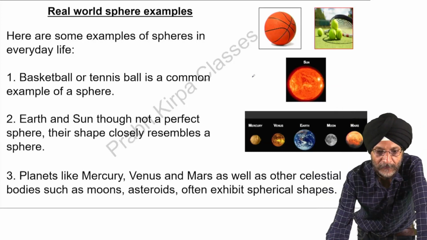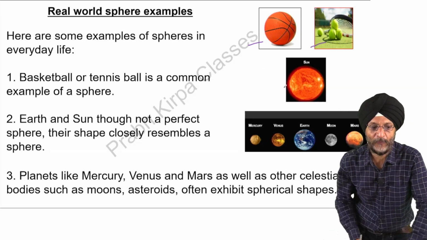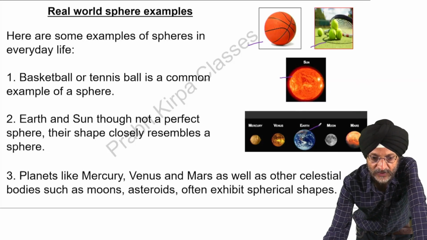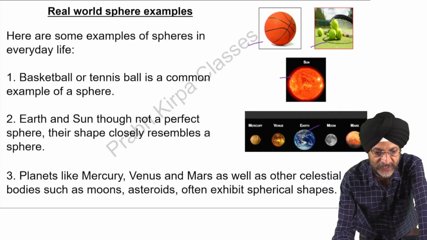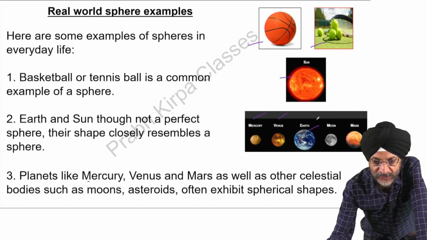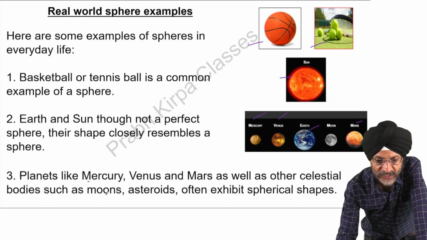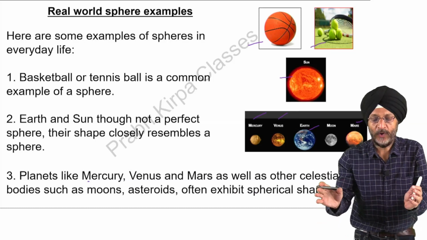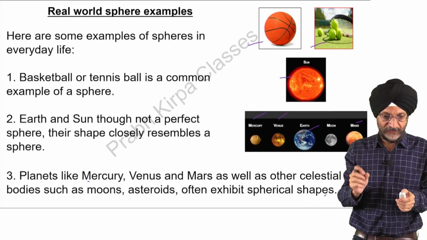Now the real world examples of sphere. You can see here that basketball as well as the tennis ball is the common example of a sphere. Sun and earth, though they are not a perfect sphere, their shape closely resembles a sphere. Planets like Mercury, Venus, Mars, as well as other celestial bodies such as moons, asteroids, often exhibit spherical shapes. Now we have understood what are the real world examples of sphere.